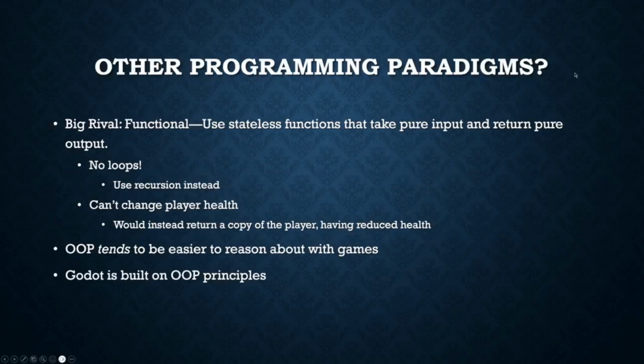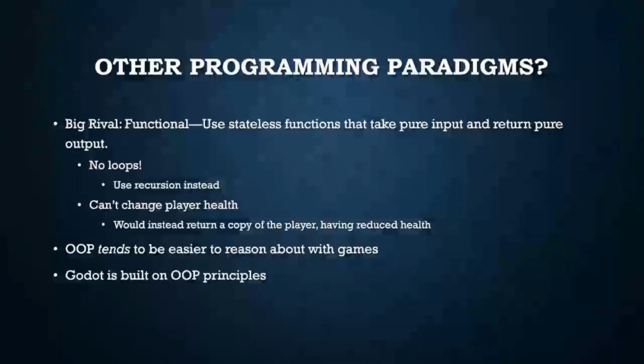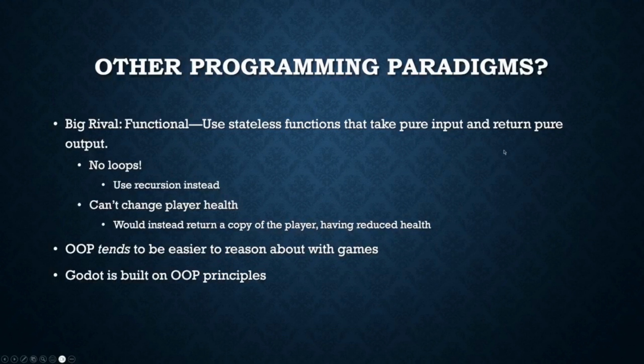To contrast object-oriented programming with some other paradigms, there's a bunch of different paradigms out there. One of the most common right now is functional programming. So this was common in Lisp, and then more recently in Haskell and in Rust. And the idea is you use stateless functions that take pure input and return pure output. So for example, we wouldn't use any loops because loops require modification to a state value, the counter or whatever it is that we're using to access things. So we might use recursion instead.